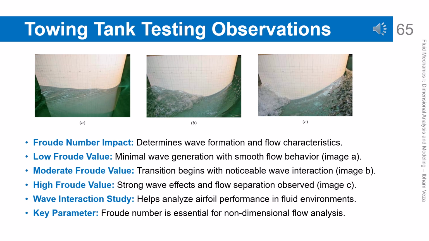Towing tank testing observations. Towing tank tests show how changes in the Froude number affect wave formation and flow patterns. At low Froude numbers, the generated waves are very small and the flow is relatively smooth. At intermediate values, more complex wave interactions begin to appear. At high values, wave effects become very strong and flow separation may occur. This example confirms the central role of the Froude number in free surface flows.